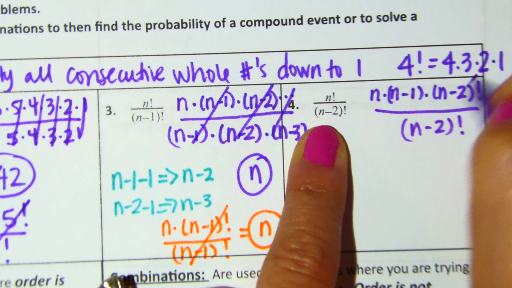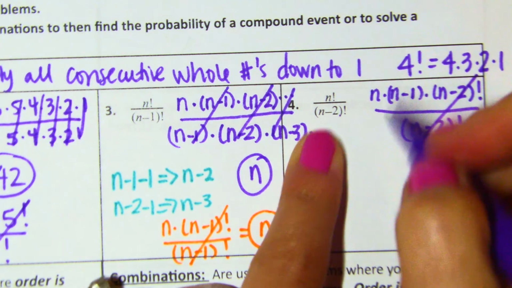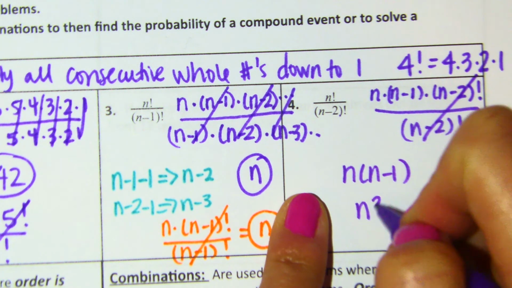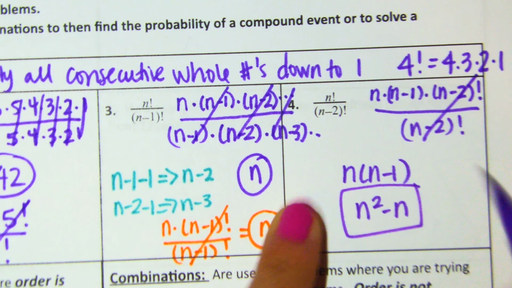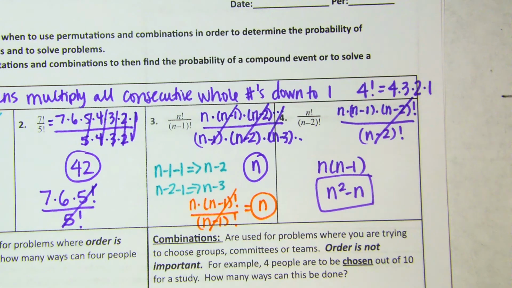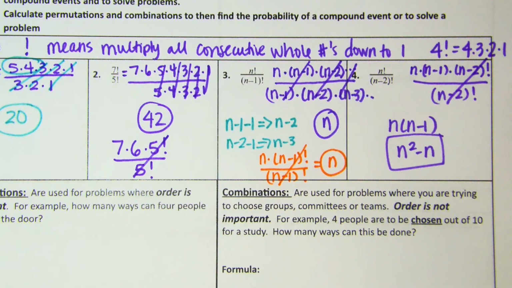I'm not going to write them all out because I know that's going to cancel. So then I just get n times n minus 1, and then you should just simplify that. So you get n squared minus n. Okay, so that's the basics of factorial. So now we're going to go over permutations and combinations.